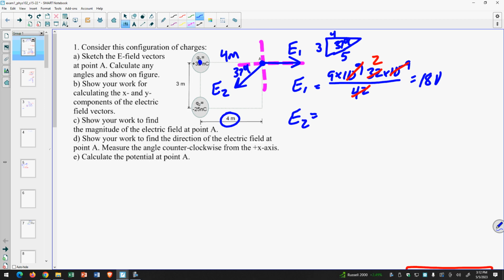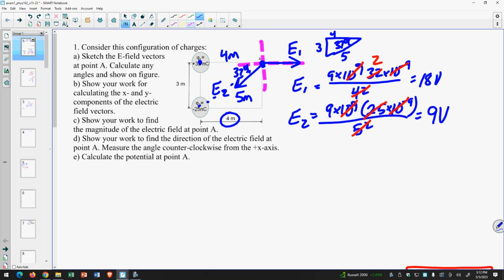Then for E2, I need to know this distance. That's a 3, 4, 5 triangle, so it's 5 meters. So it's going to be 9 times 10 to the 9th, 25 times 10 to the minus 9. Notice I don't put the sign on that, divided by 5 squared. I get some cancellations there, and there, and that leaves me with 9 volts per meter. So you'll have similarly easy numbers, just that it'll cancel out.